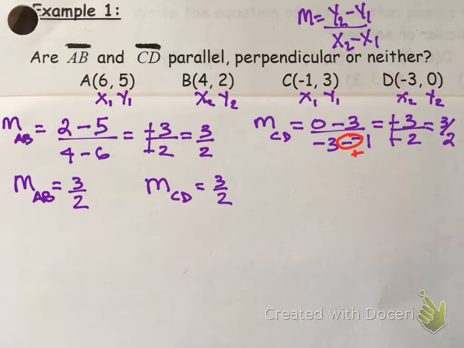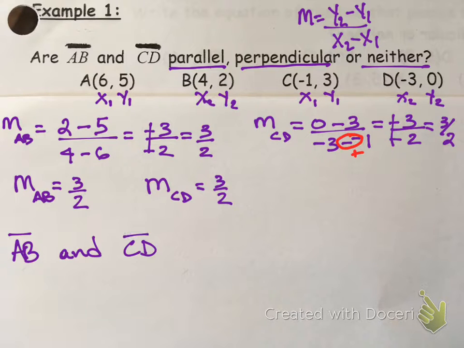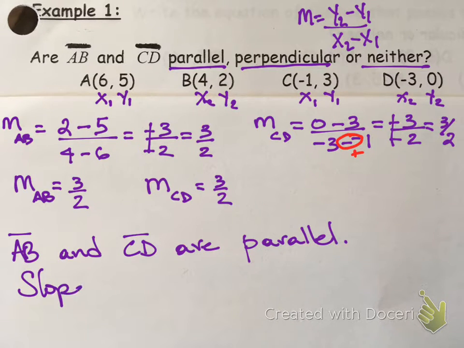So what can we conclude? Are these two lines parallel? Are they perpendicular? Or neither parallel nor perpendicular? Well, since the slopes are exactly the same, we say that segment AB and segment CD are parallel. And how do we know they are parallel? Because their slopes are congruent.